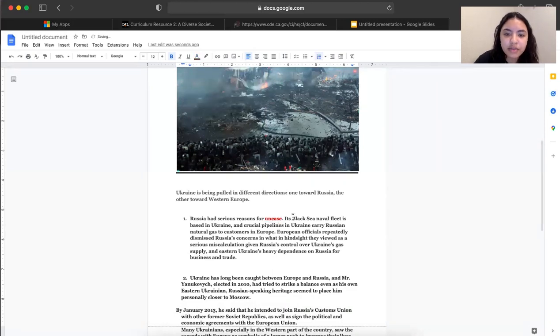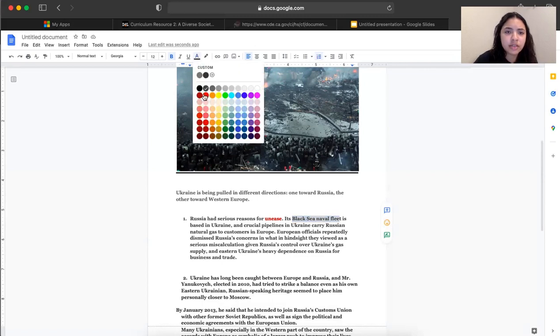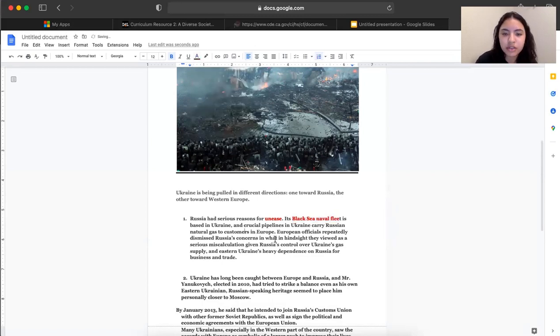It's Black Sea Naval Fleet. Black Sea Naval Fleet, we haven't gone over that. We don't know what a Black Sea Naval Fleet is, so we're going to mark that in red. It's based in Ukraine, and crucial pipelines in Ukraine carry Russian natural gas to customers in Europe. Crucial seems like it's an important word. Setting the tone. European officials repeatedly dismissed. We're going to mark dismissed because that's also setting the tone. It's telling us that someone's going to be upset.